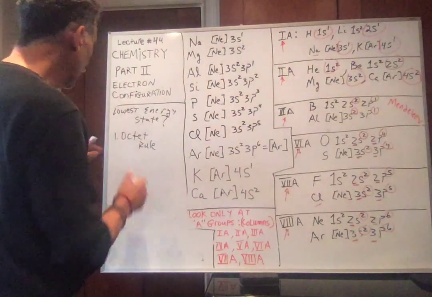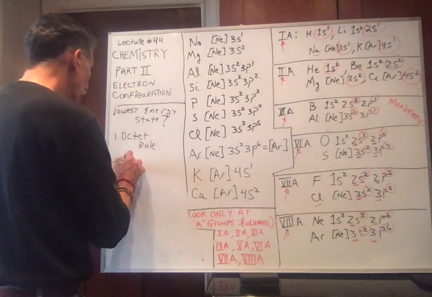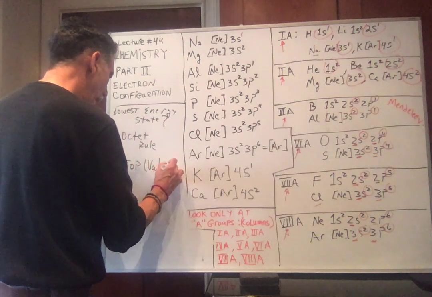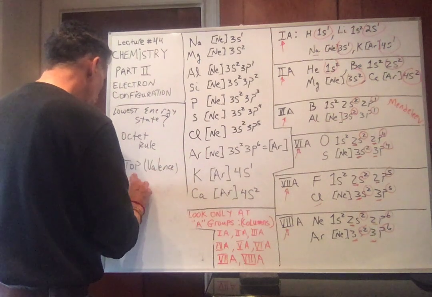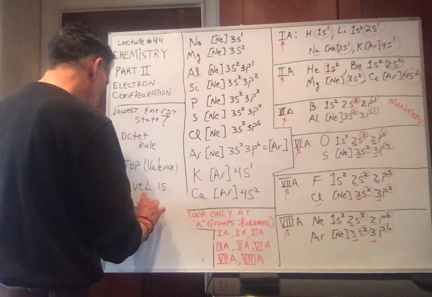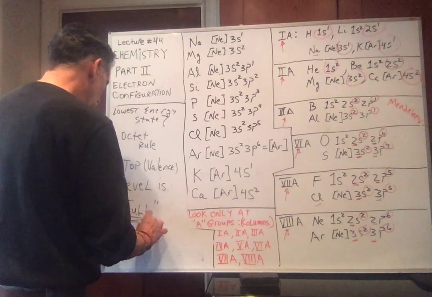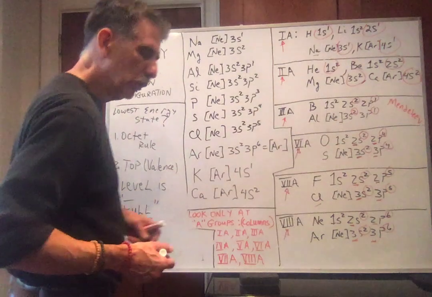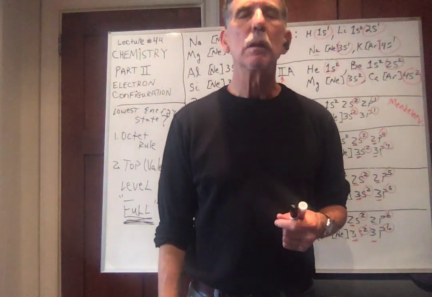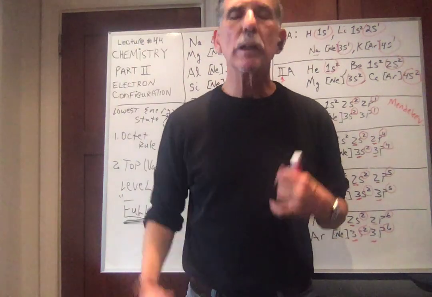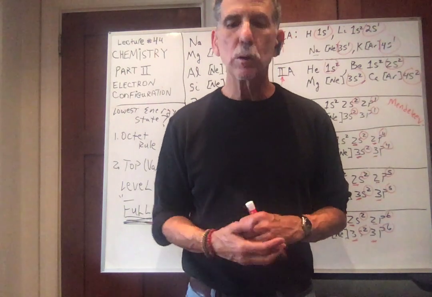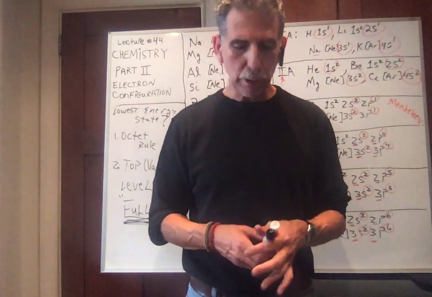The second thing we're going to say is the top valence level is full. It's full. You can't fit any more. So the lowest energy state for an atom is where the top valence level is full. That's what an electron wants. That's what the atom wants to do. We're going to talk briefly and then get into this in more detail in the next lecture.